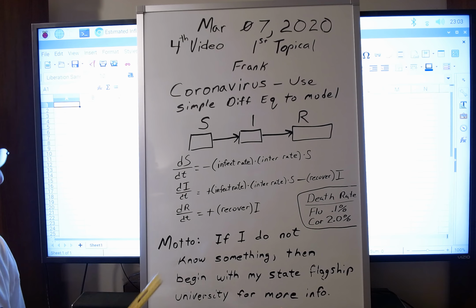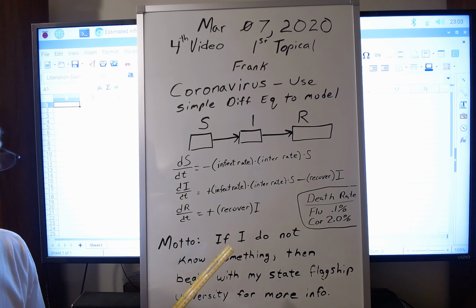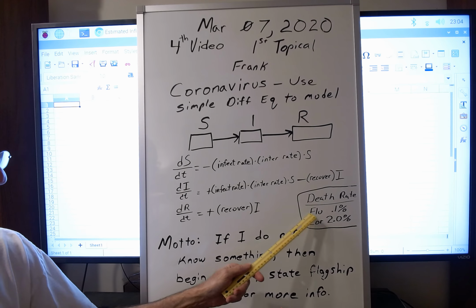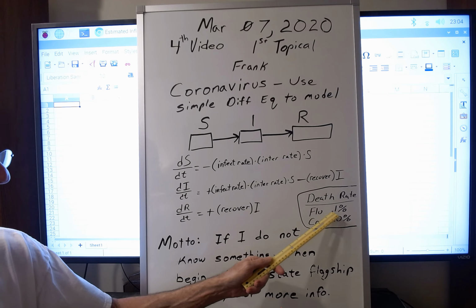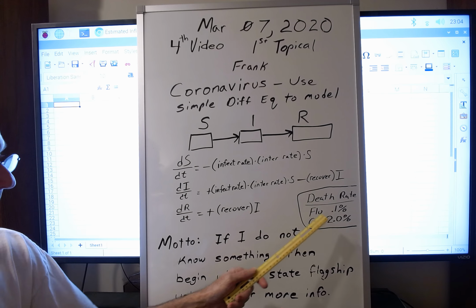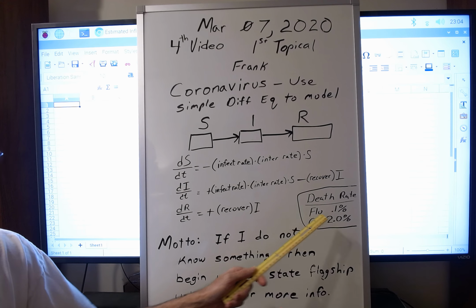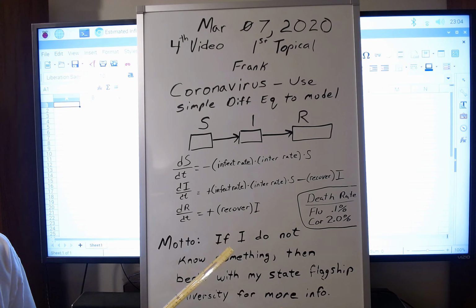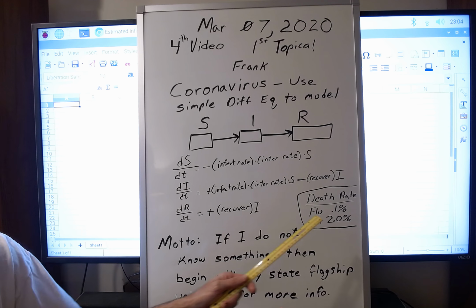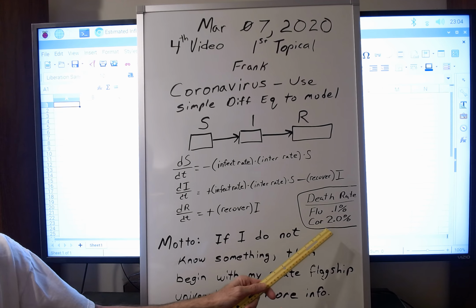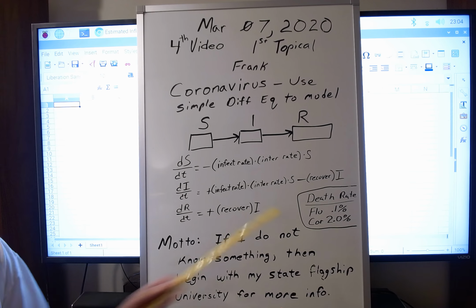I did look on the CDC website. The death rate for the flu was 0.1%, and I do not know the death rate for the coronavirus. I've heard any number between 2 and 6%. And for my simple model, I'm going to use 2% for the death rate.